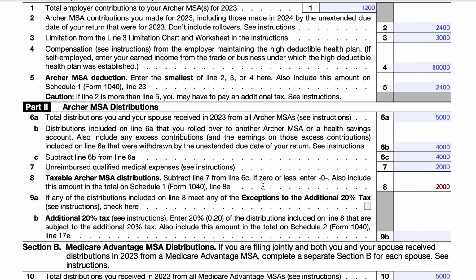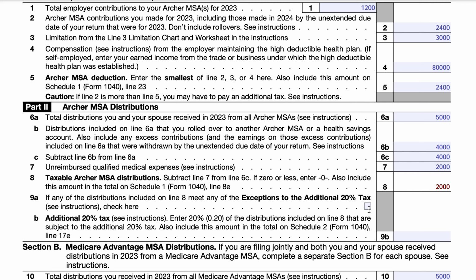And now we need to determine if any of those distributions meet the exceptions to the additional 20% tax. So for Archer MSA distributions, the additional tax applies unless one of these exceptions applies. And there are 3 exceptions. Exception in the case of death. So if someone passed away and you're making distributions out of their Archer MSA account, that's an exception. Disability, like a permanent disability as defined by the IRS. The third one would be if the person is age 65 or older.